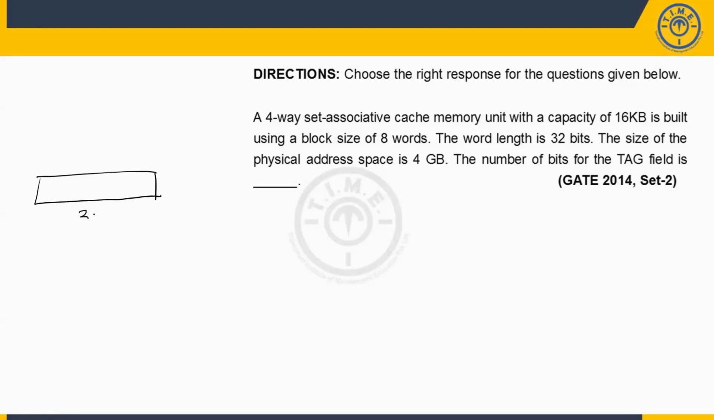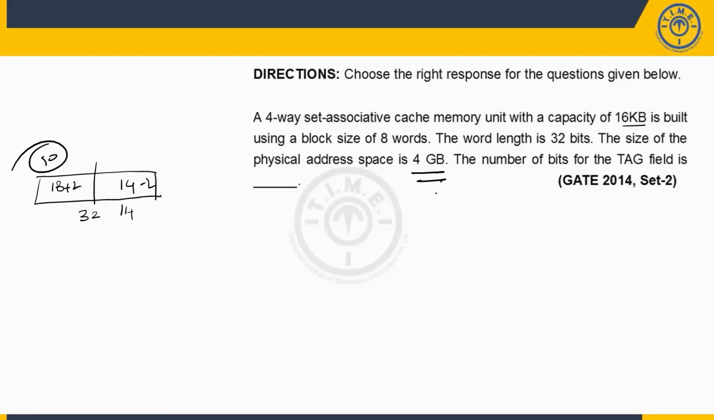Total is 32. Index is 14. Tag is 18. It is 4-way associative, right? In 4-way associative, tag is equal to tag plus 2, and index is equal to index minus 2. So this is equal to 20, right? Yes, sir. 4 GB is 32.